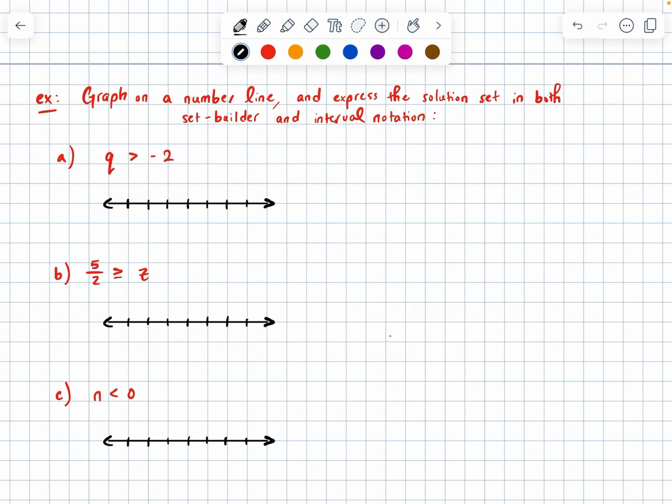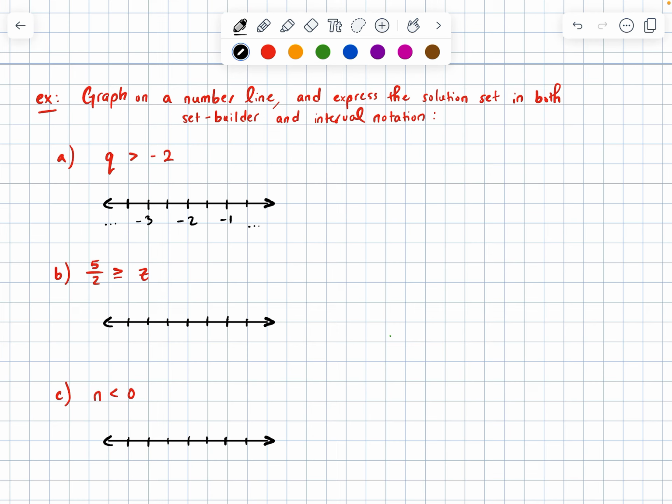And stop. Q is greater than -2. So taking what we've learned here, I want to label my number line, draw my graph, and write my notations. So Q is greater than -2. Maybe I'll plot my -2 in the middle. Of course, it doesn't have to be.